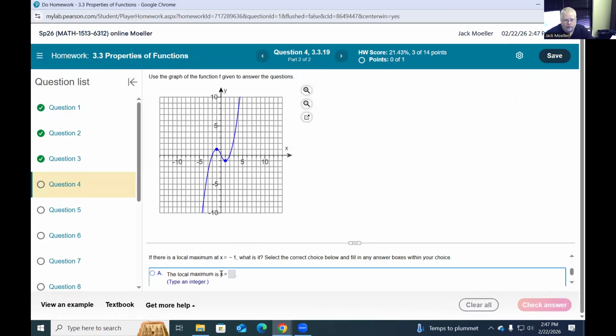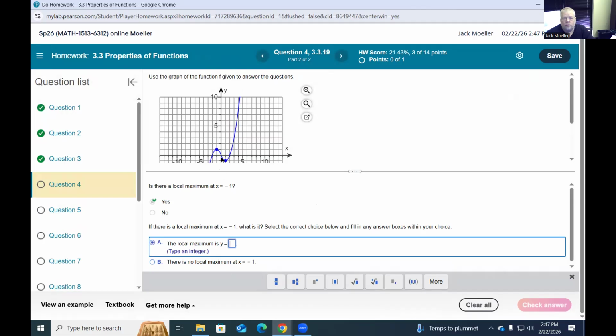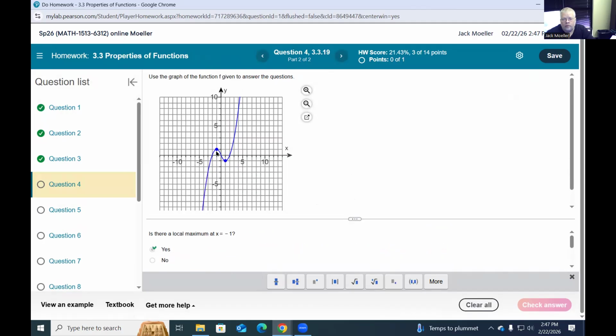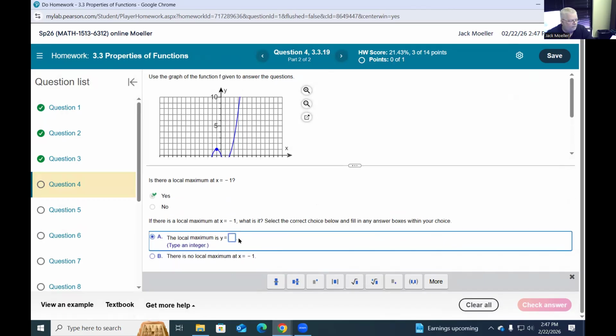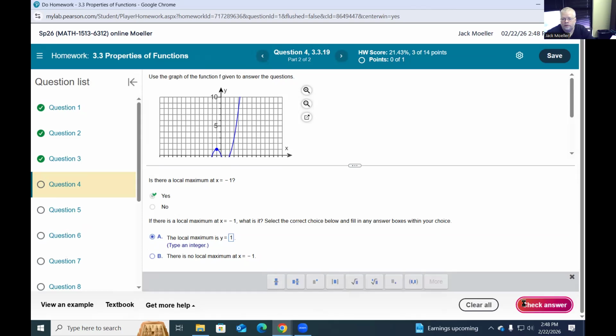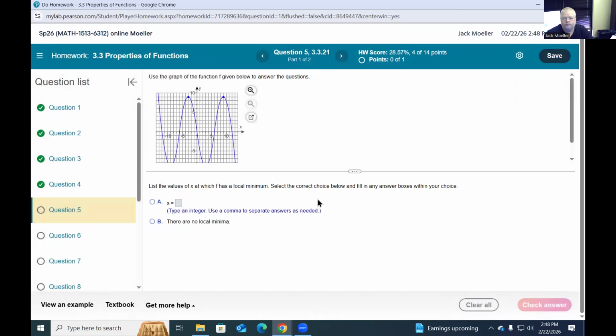Now this one, they actually put the y equals out in front. So again, pay attention to that. But remember, when they're asking for maxes or mins, they want the y value. So what is the y value of that point? See, we're counting by ones, so that would be 1. Now, if it wasn't a local max, notice that you'd have the option of saying there is no local max. All right. So there's a variety of ways they can ask this.